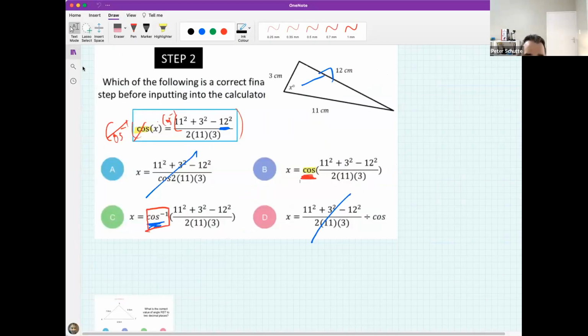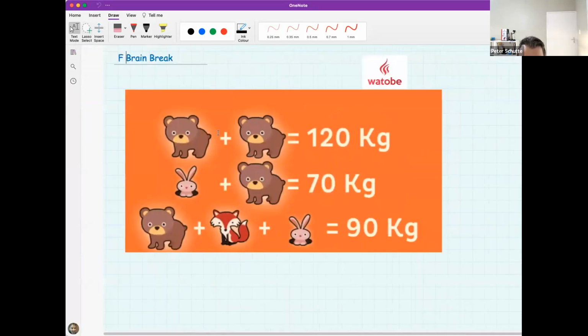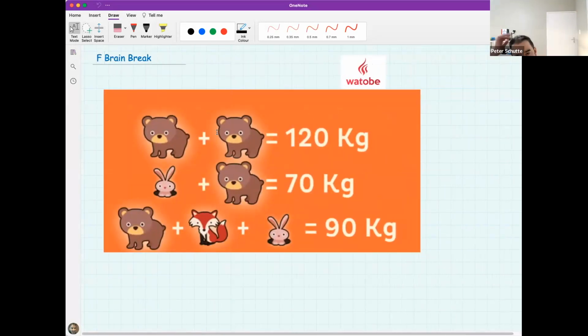And let's just have a little fun mental puzzle before we head back to the cards rule.